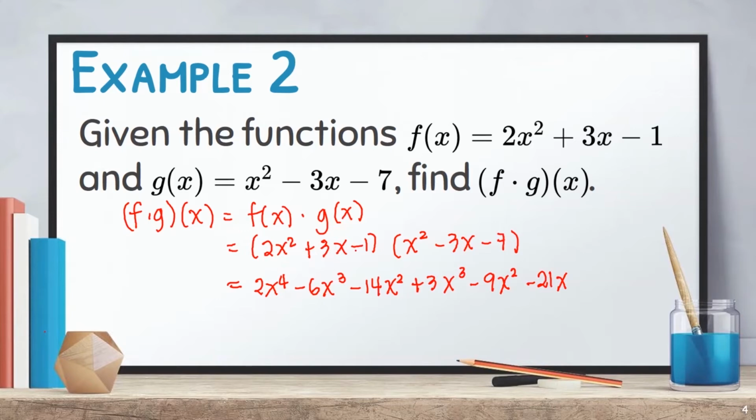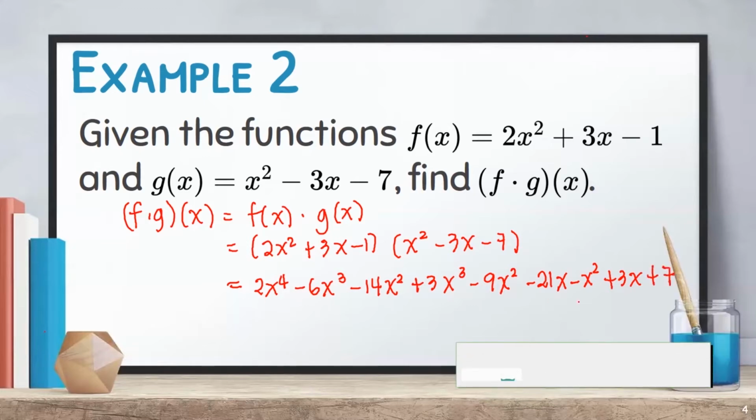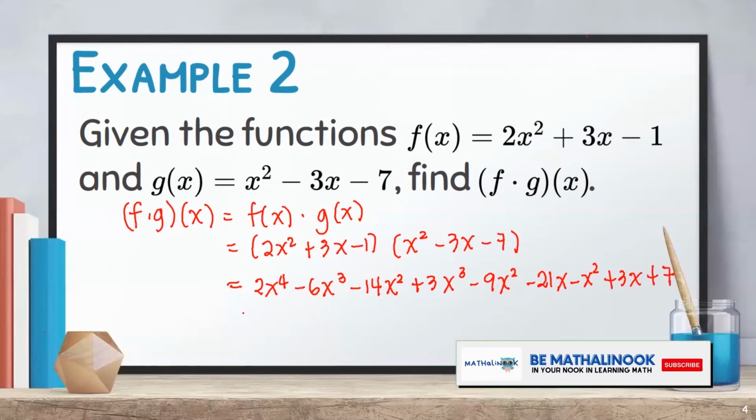Finally, multiply negative 1 to the terms of the second function. Negative 1 times x squared is negative x squared. Negative 1 times negative 3x is positive 3x. And negative 1 times negative 7 is positive 7. From here, we can now combine similar terms.